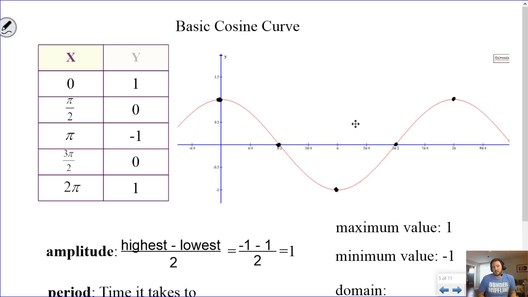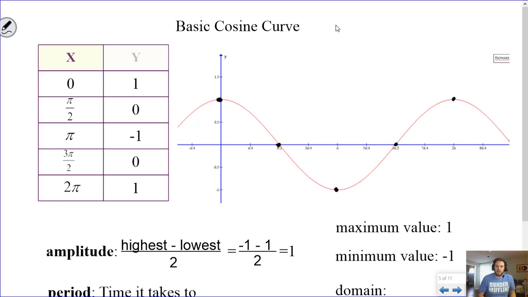And what you'll notice is that the cosine curve actually looks really similar to the sine curve. And in fact, it is exactly the same curve, just shifted to the left pi over 2 units, right? So if I took this pi over 2, or this 0, or the point back here, and I shifted them all to the right pi over 2 units, I'd get back to my sine curve. And that's just kind of the nature of sine and cosine, right?